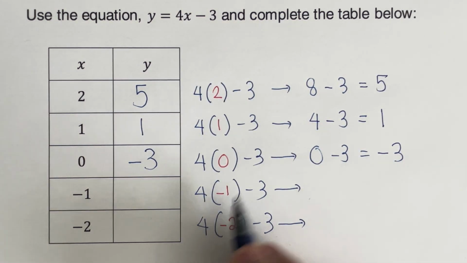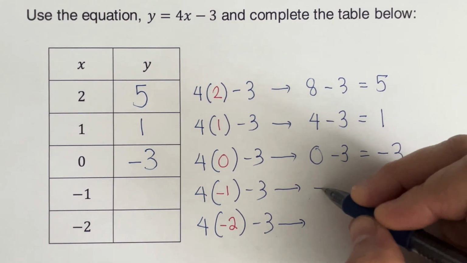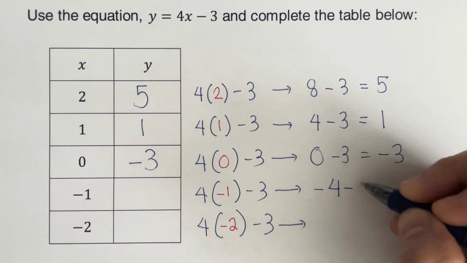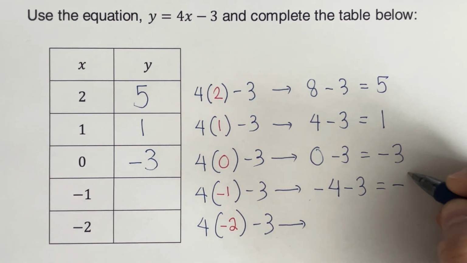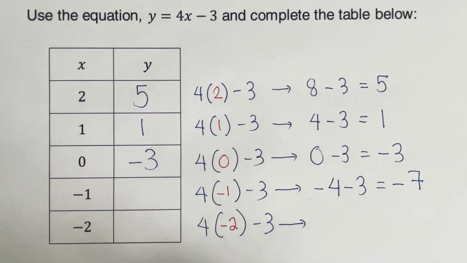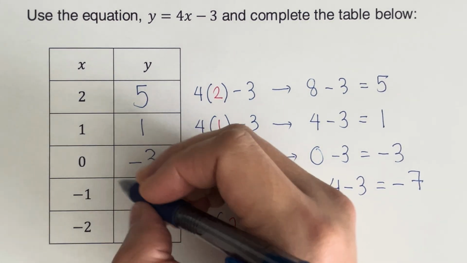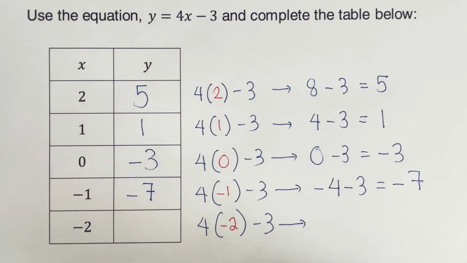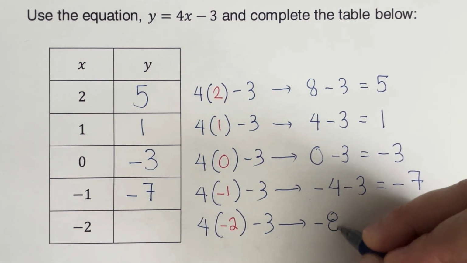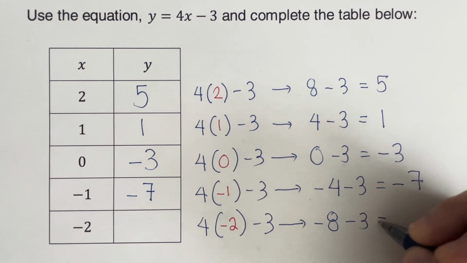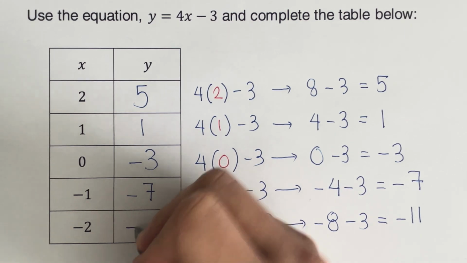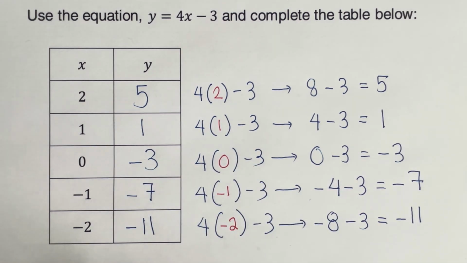And then 4 times negative 1 is negative 4. And then we got a minus 3, that is equal to negative 7. So the value for y when x is negative 1 is negative 7. And the last one that we have here, 4 times negative 2 is negative 8, minus 3, and that is equal to negative 11. So I put that up here, so that would be negative 11. That means the value of y is negative 11 when x is negative 2.